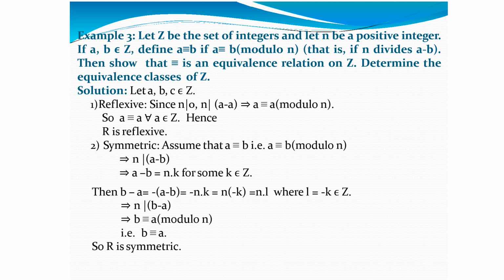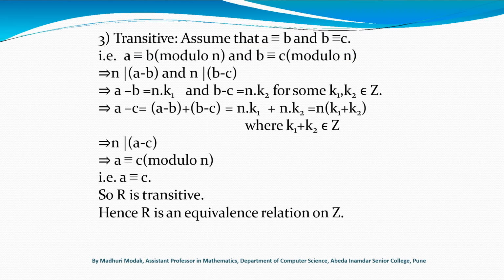So, R is symmetric. Now, the third property is transitive. In transitivity, we assume that A is related to B and B is related to C. So, by definition of relation, we get A is congruent to B modulo N and B is congruent to C modulo N. So, by definition of congruence, N divides A minus B and N divides B minus C. So by definition of divisibility, A minus B is equal to N into K1 and B minus C is equal to N into K2 for some K1, K2 belonging to Z.